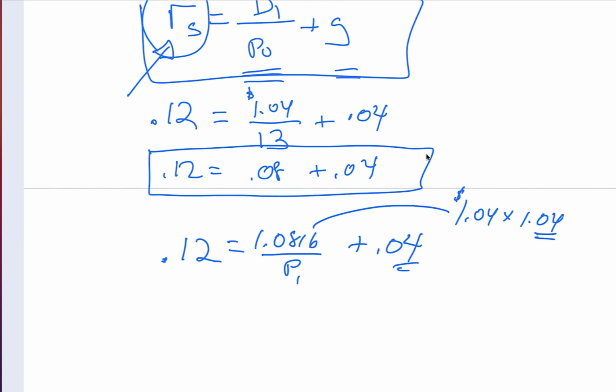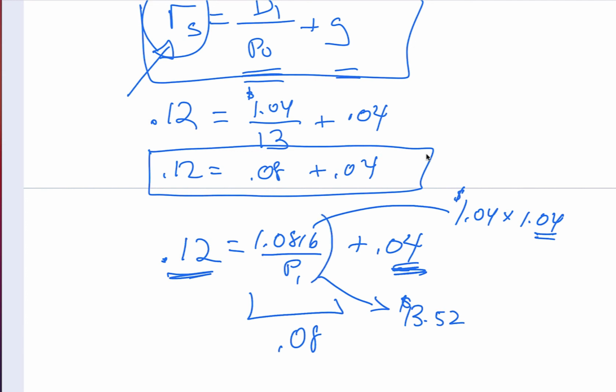And so what will P1 be? Well, take a look at this. This is 0.04, this is 0.12. This whole thing has to be 0.08. It's going to stay 8%. So the dividend yield will remain constant over its life. And if you solve for that, P1 will be $13.52. So all you want to do is set this equal to 0.08 and solve.